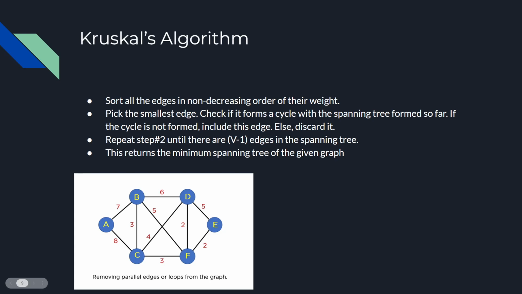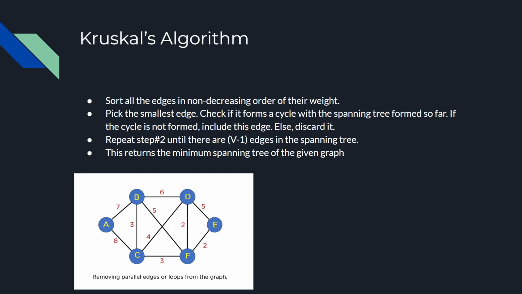Another way to find the minimum spanning tree is with Kruskal's algorithm. Now, this works a little bit differently and it's slightly more advanced. The first step is to sort all the edges in a non-decreasing order of their weight. This means that there are multiple possible sorts, but the only requirement is that the sort must have edges in a non-decreasing order. Then we'll first select the smallest edge.